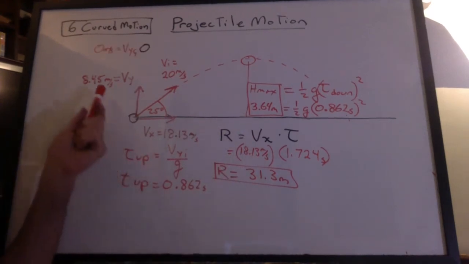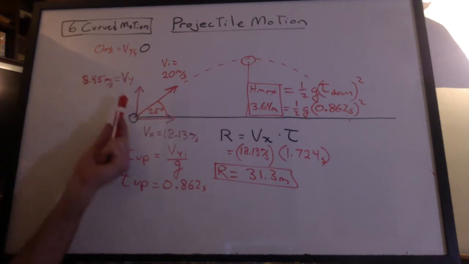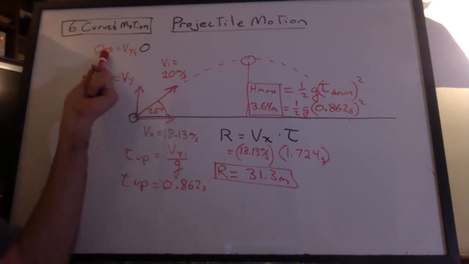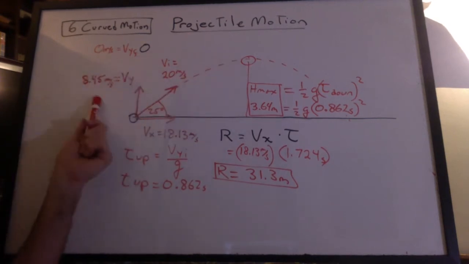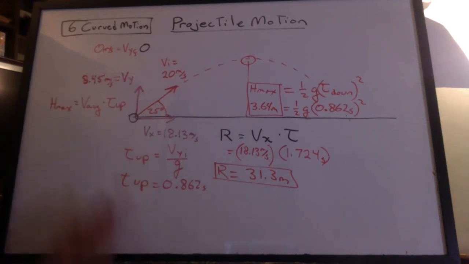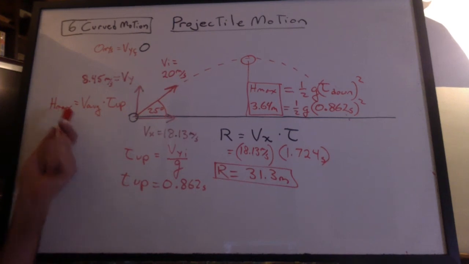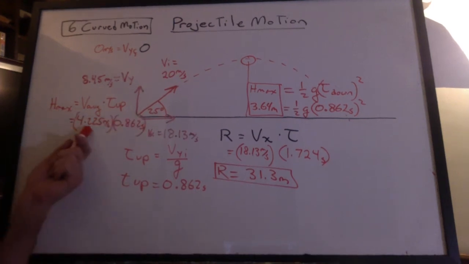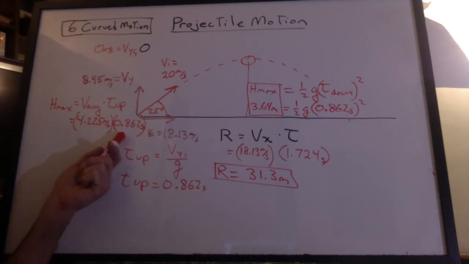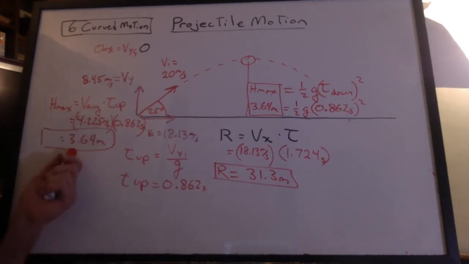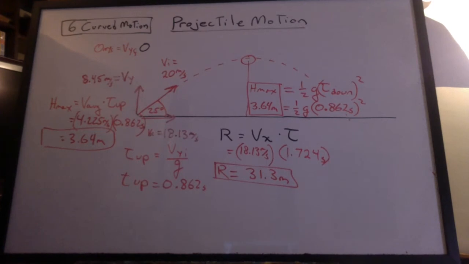Okay, here's plan B. Take your initial velocity in the y direction. The final velocity at the top is 0. Use your average velocity. Multiply it by the time up, you're going to get your H max. That's 4.225 meters per second times 0.862 seconds. Yep, we get 3.64 meters.